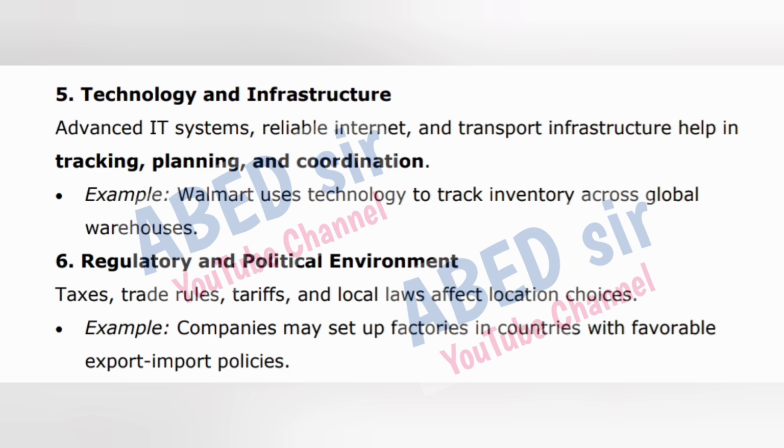5. Technology and infrastructure. Advanced IT systems, reliable internet, and transport infrastructure help in tracking, planning, and coordination. Example: Walmart uses technology to track inventory across global warehouses. 6. Regulatory and political environment. Taxes, trade rules, tariffs, and local laws affect location choices. Example: companies may set up factories in countries with favorable export-import policies.